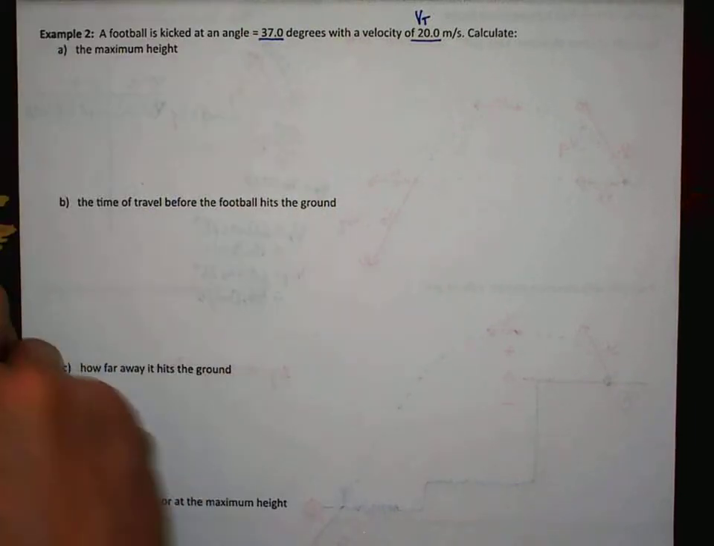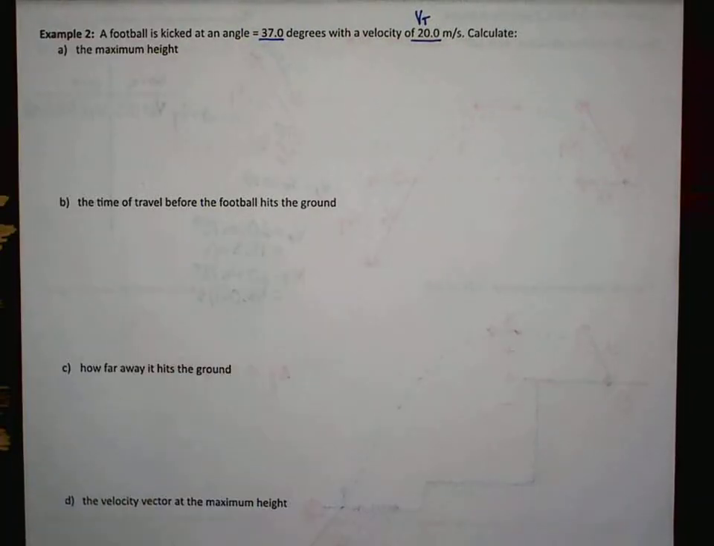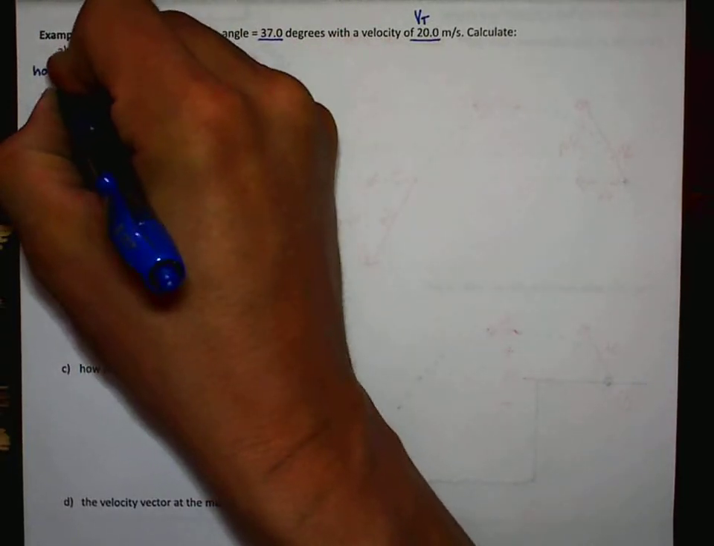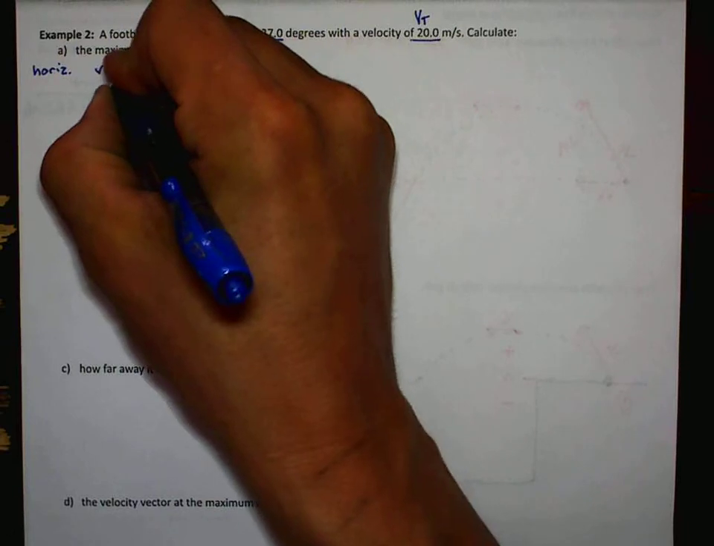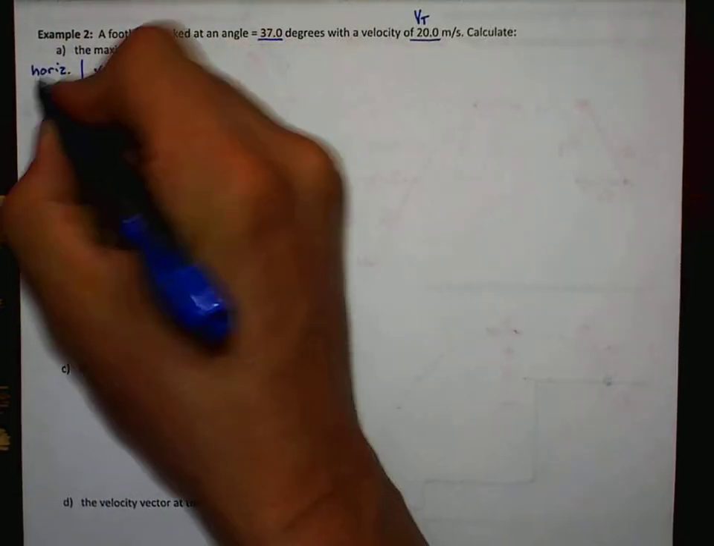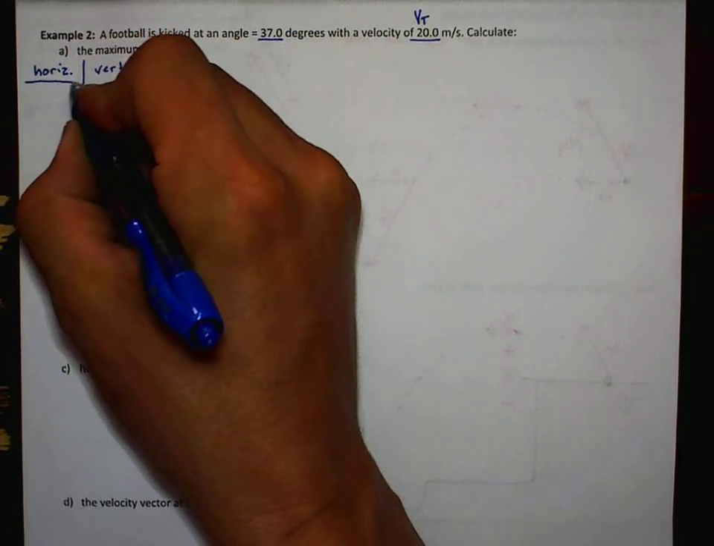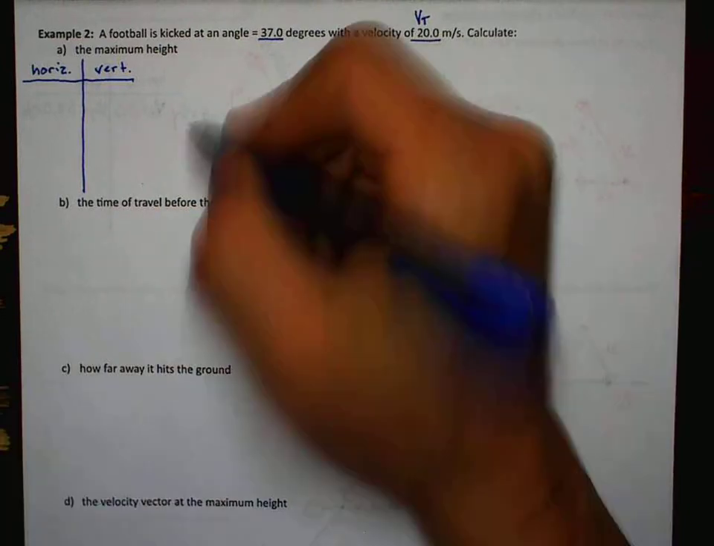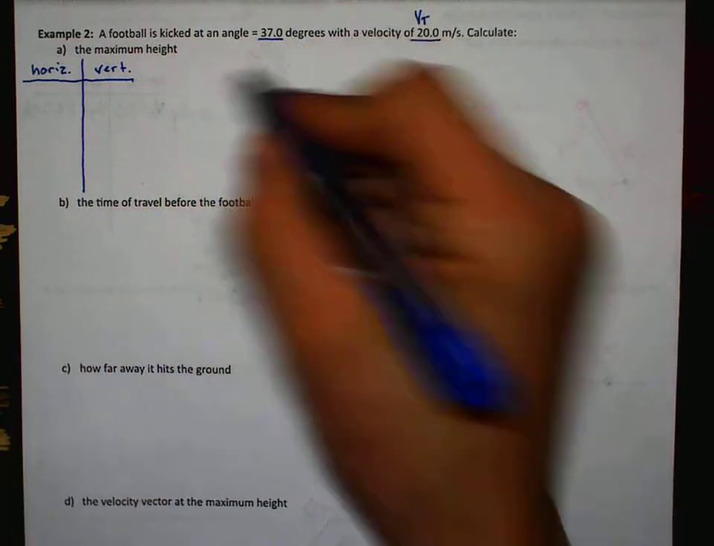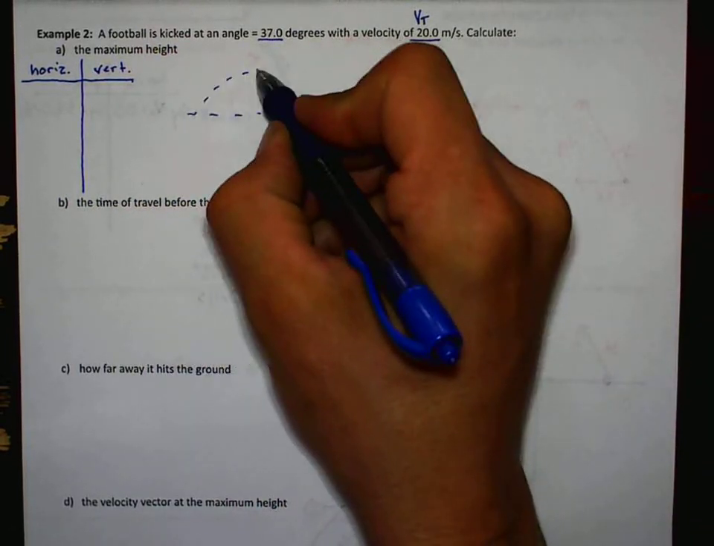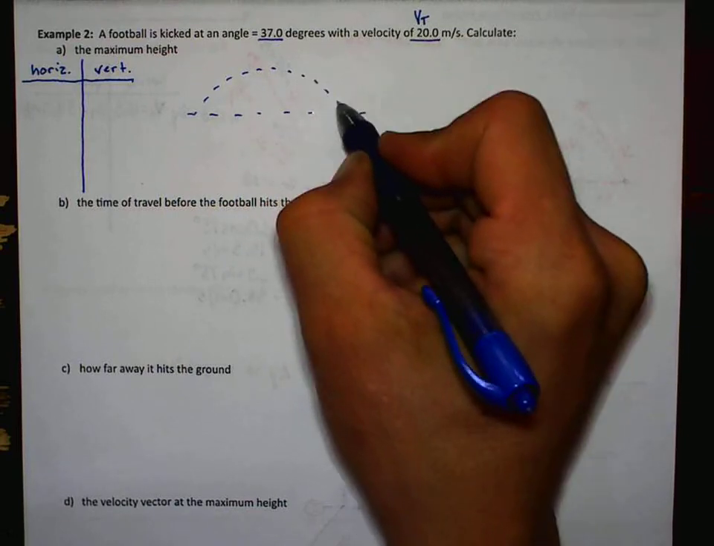Okay, we want to make one of our tables. So let's see, where do I want to do that? Let's do that over here. Independence of motion, horizontal and vertical are separate. Okay, and for these we like to draw a picture. So let's go over here and show that.